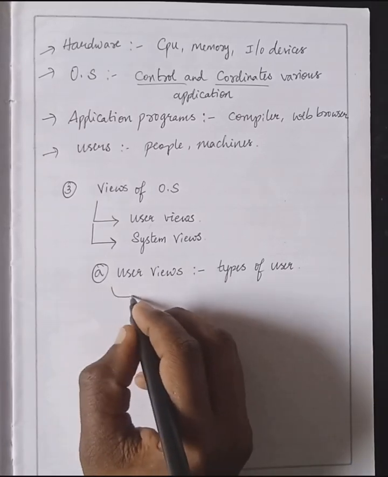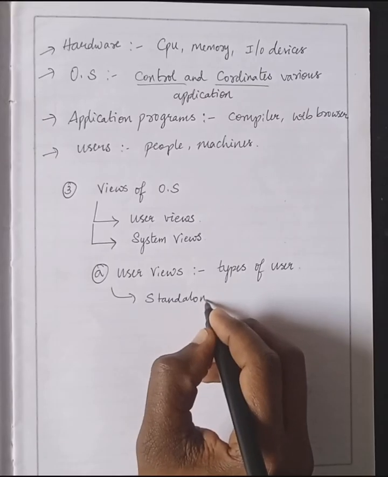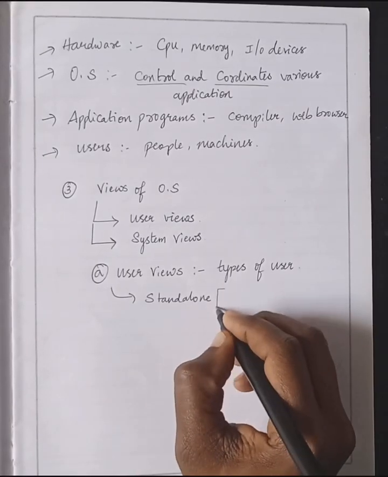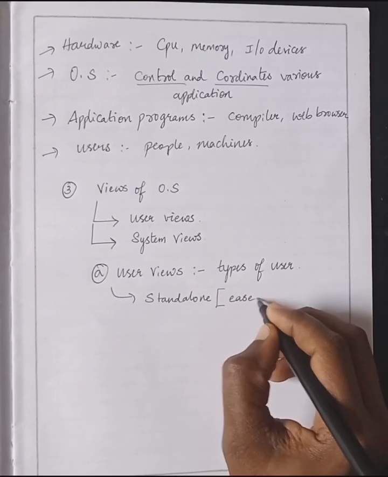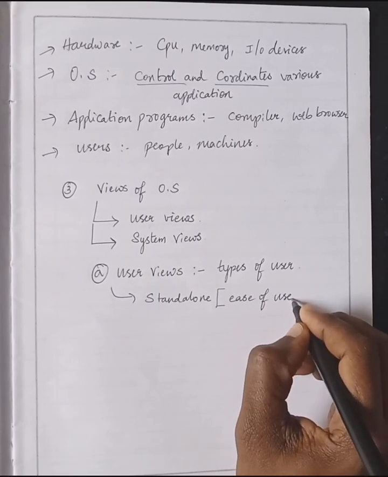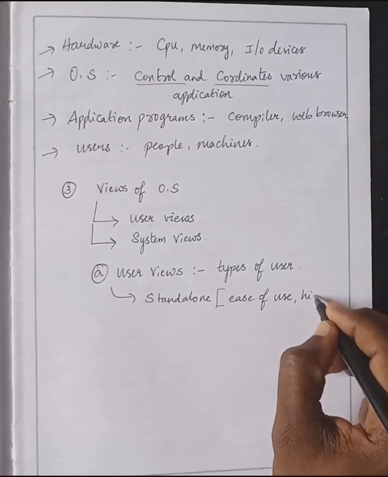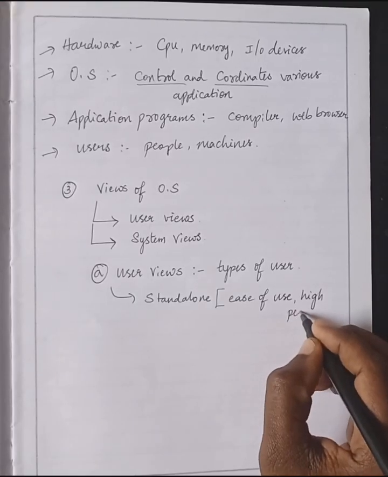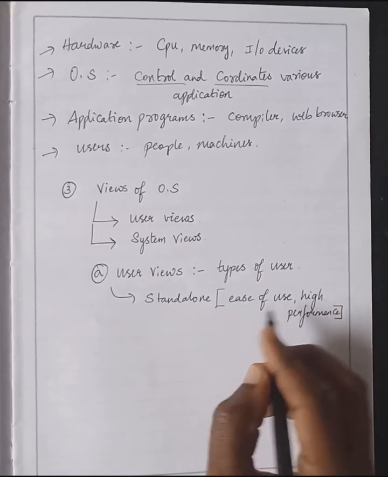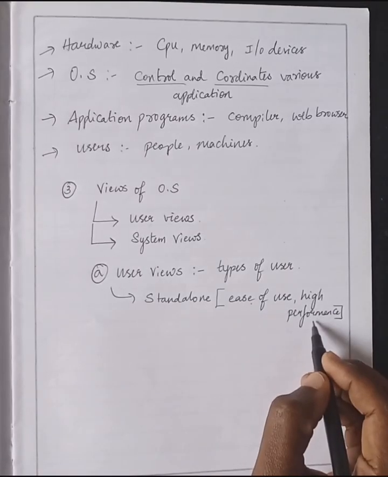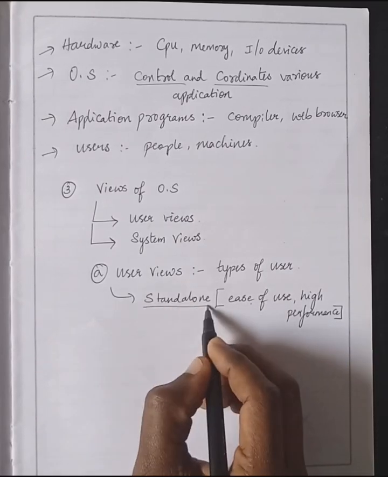For example, a standalone user. We have a standalone system. As a standalone system, what things do we expect? We expect the OS to make our use easier, that is ease of use, and the second thing is high performance. As a standalone system, we consider the OS to make our work easier and give better performance. We don't bother about other things as a basic user with a standalone system.